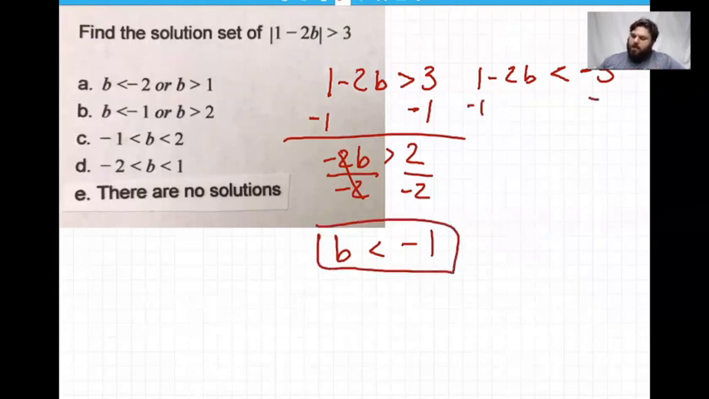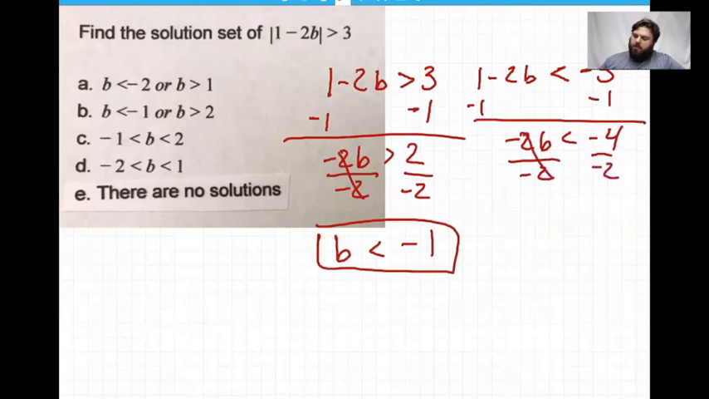Over here, very similar. I take away 1 from both sides. I get -2b is less than -4. If I divide by -2, since I divided by a negative, I have to flip the sign. I get b is greater than 2. Now, which one of these is it? It's going to be B.